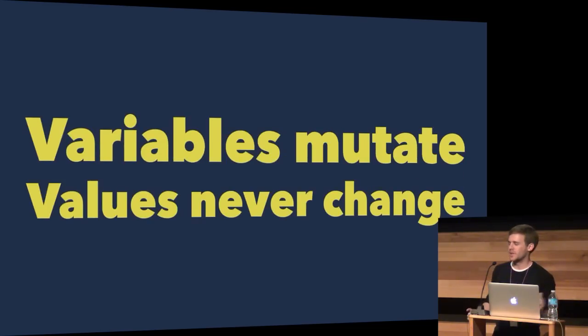But let me return to what I said before. Variables mutate, values never change. So what's actually been happening in these examples is that the variable is being updated to point at a new value. And when we've been scaling the point or changing its coordinates, what we're actually doing is creating a new point which we store into the variable.